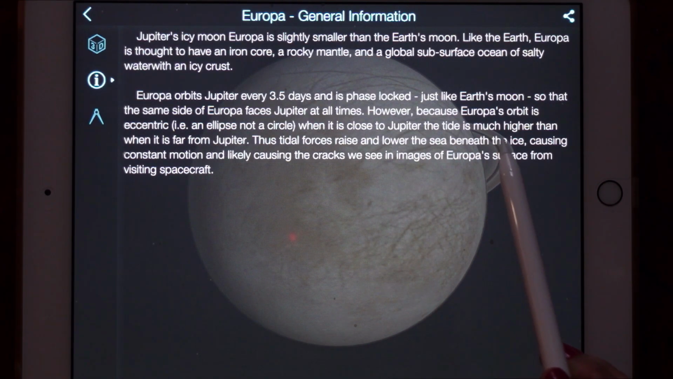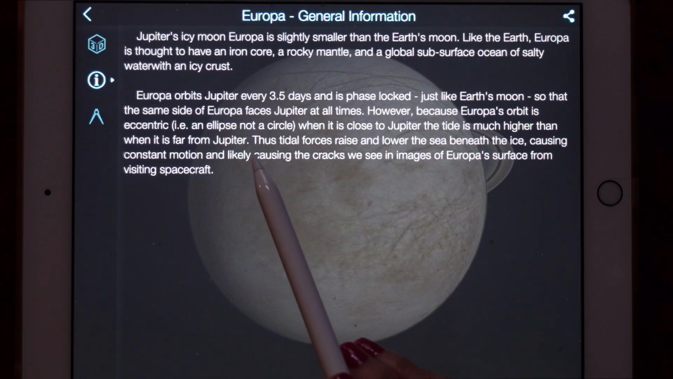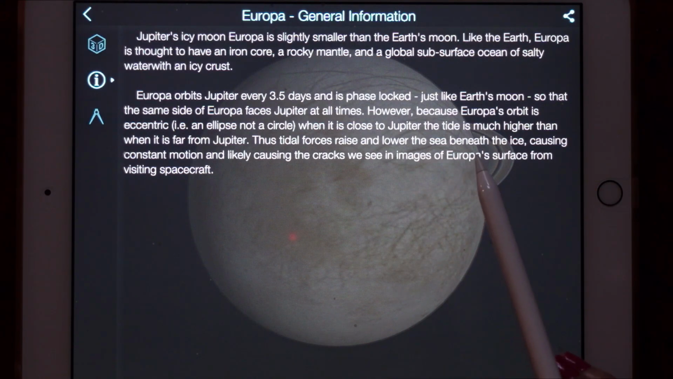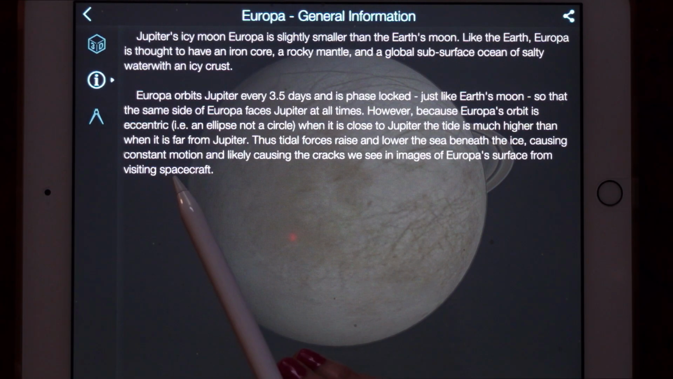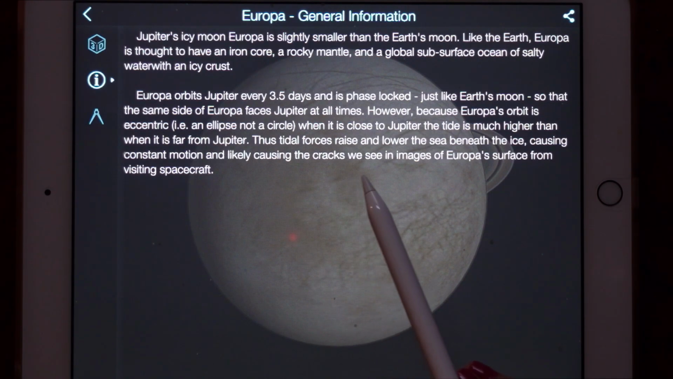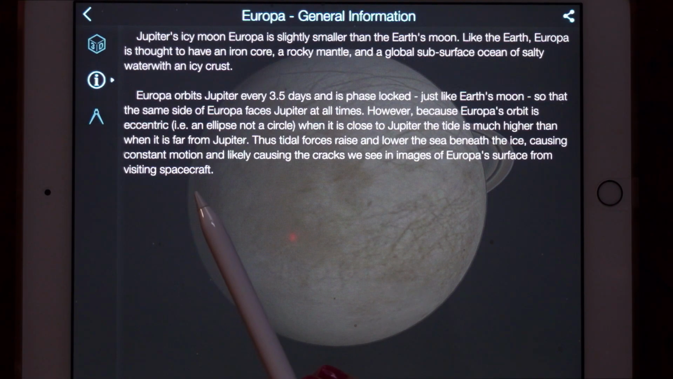However, because Europa's orbit is eccentric, i.e. an ellipse, not a circle, when it is close to Jupiter, the tide is much higher than when it is far from Jupiter. Thus, tidal forces raise and lower the sea beneath the ice, causing constant motion and likely causing the cracks we see in images of Europa's surface from visiting spacecraft.